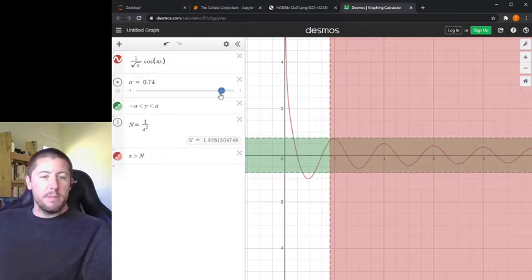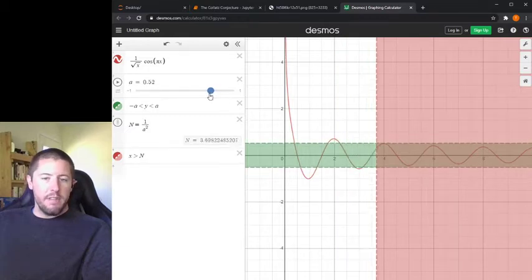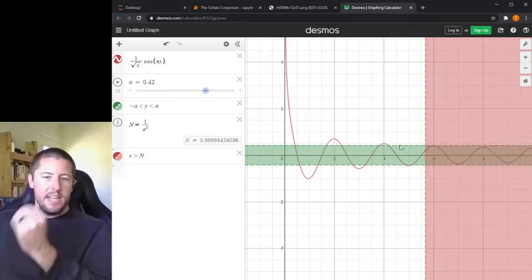And notice, by the way, again, my slider bar is not affecting the red stuff. My slider bar is affecting the green stuff. My slider bar is bounds on a y value right here. I'm then computing where the x bounds should be based on that, right? So as my desired margin of error gets smaller and smaller, that's going to move out how far out in the sequence we need to go before we're guaranteed within it.